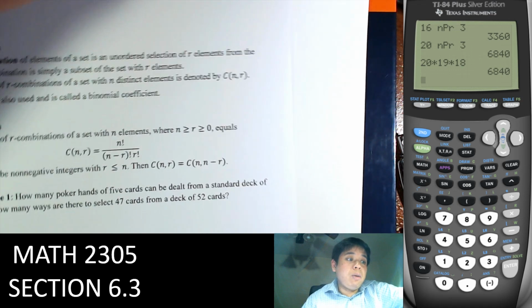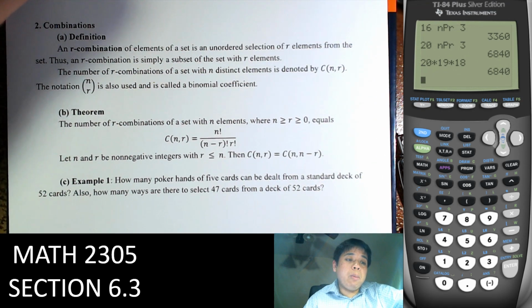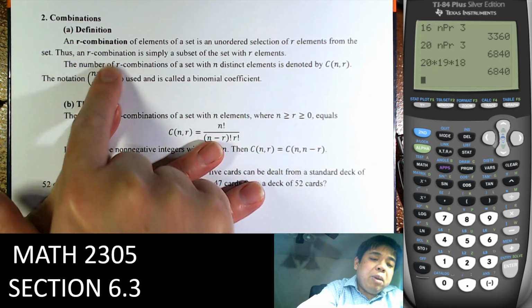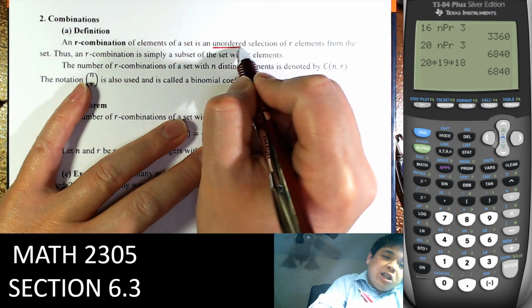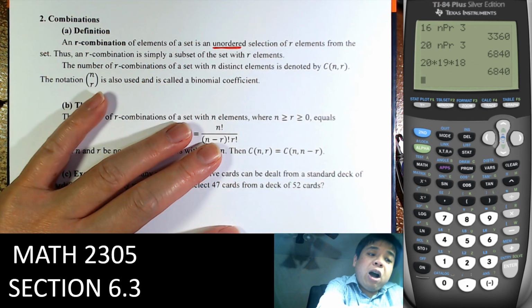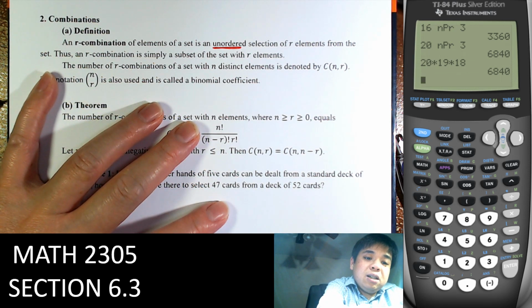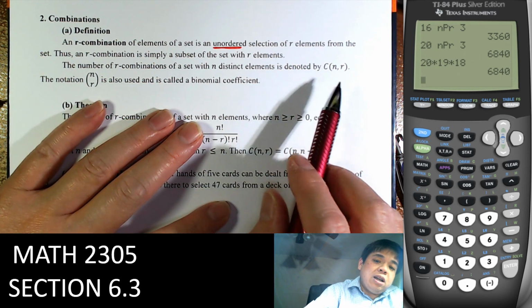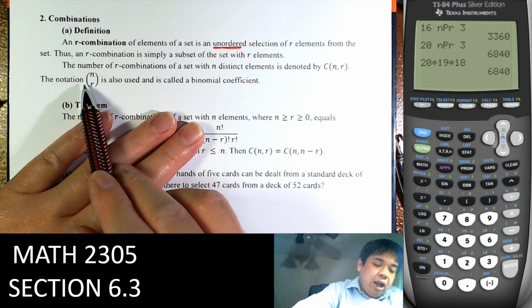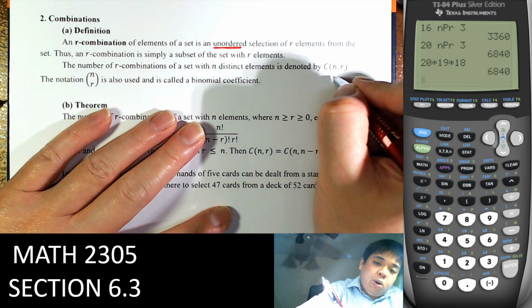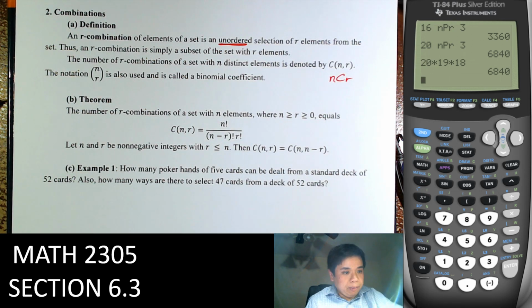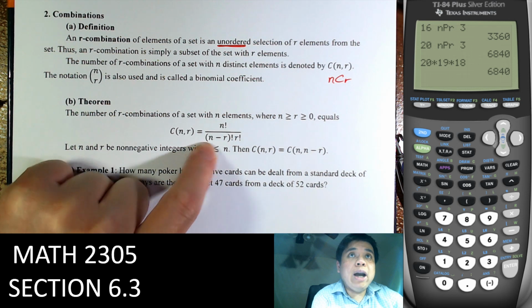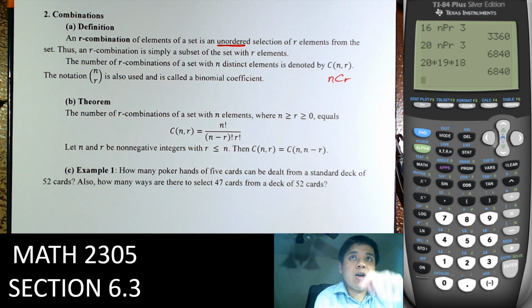If order does not matter, we have what we call the combination. Right, and a combination of elements is an unordered selection of all elements from the set. The way we write that is C(n,r), or it could be nCr like in the calculator here. And the formula for that is n factorial over n minus r factorial times r factorial.